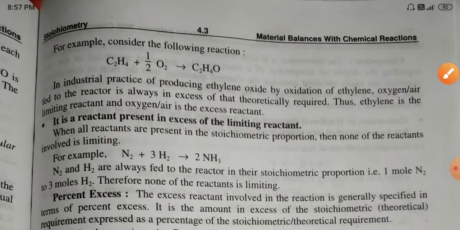Nitrogen and hydrogen are always fed to the reactor in their stoichiometric proportions, 1 mole of nitrogen and 3 moles of hydrogen. None of these reactants is a limiting reactant.